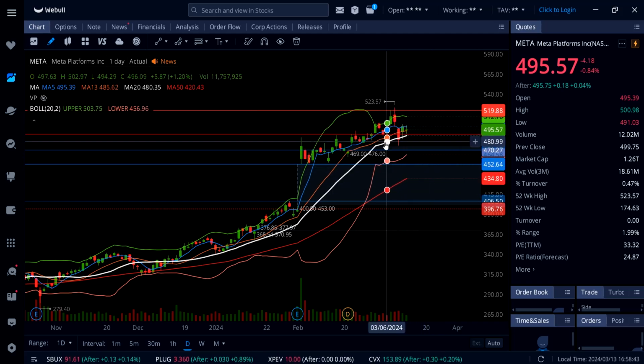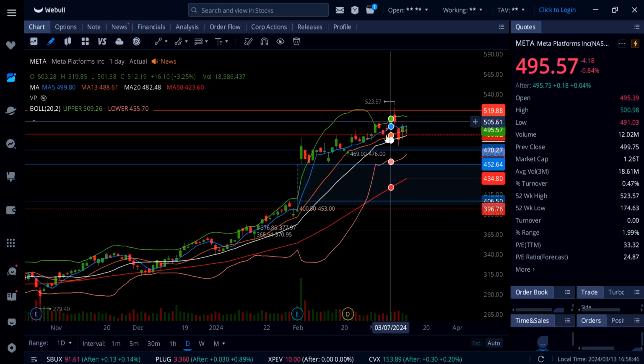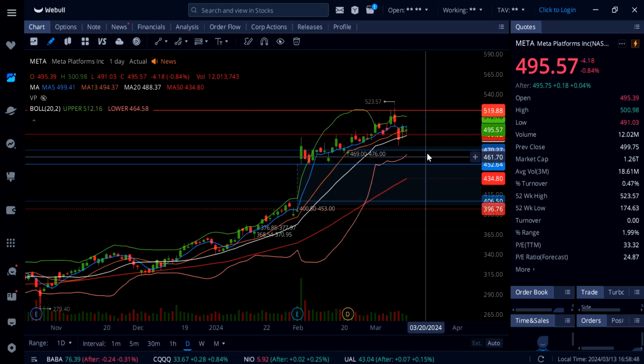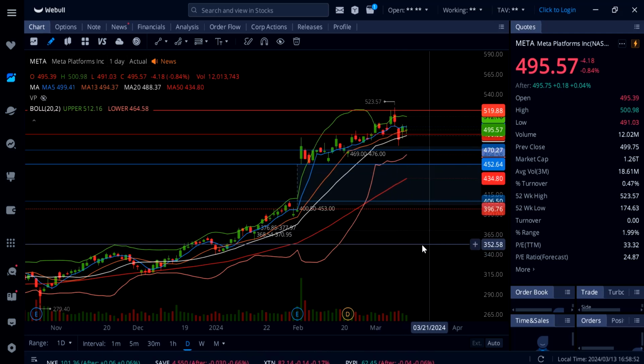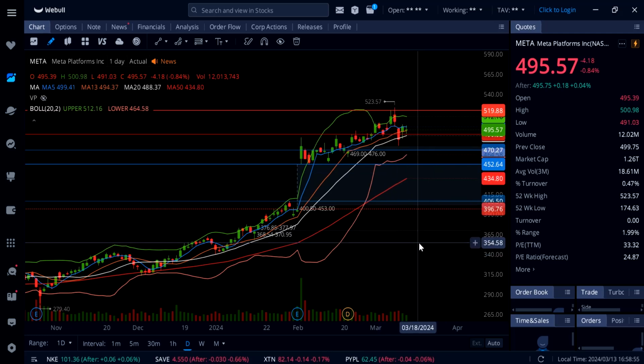So far that was just one day sold off, and now just consolidating right here, and we got a doji indecision candle on Meta. So we will find out what decision Meta makes going into tomorrow, guys.